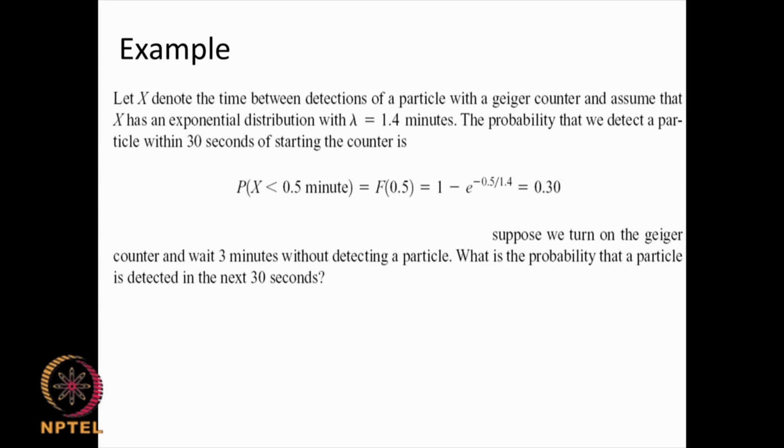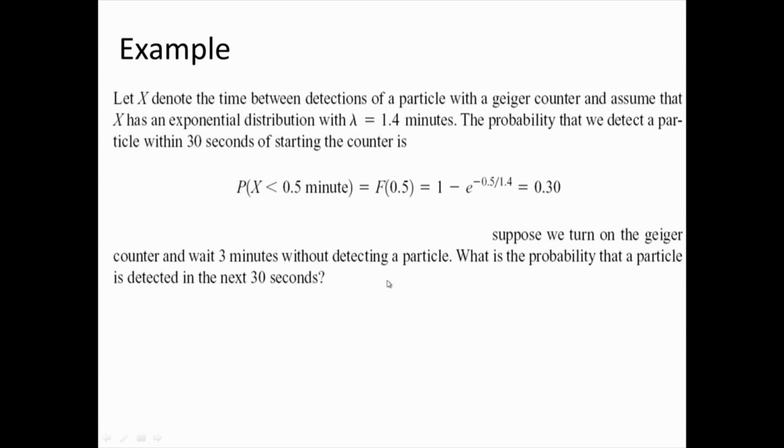Okay, let us look at another problem. X denotes the time between detections of a particle with a Geiger counter, and we can assume that X has an exponential distribution with lambda equal to 1.5 per minute. What is the probability that we detect a particle within 30 seconds of starting the counter? The probability within that time is given by 0.3.